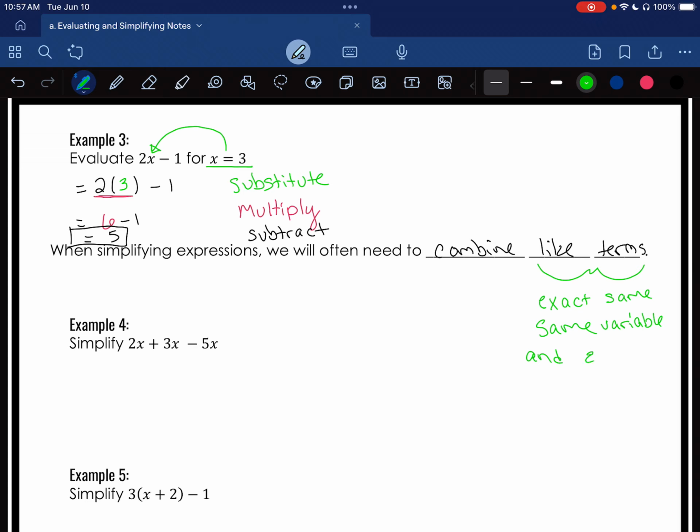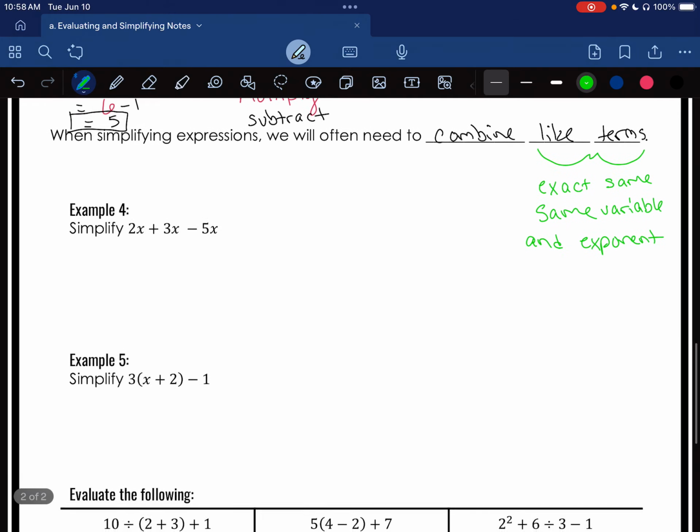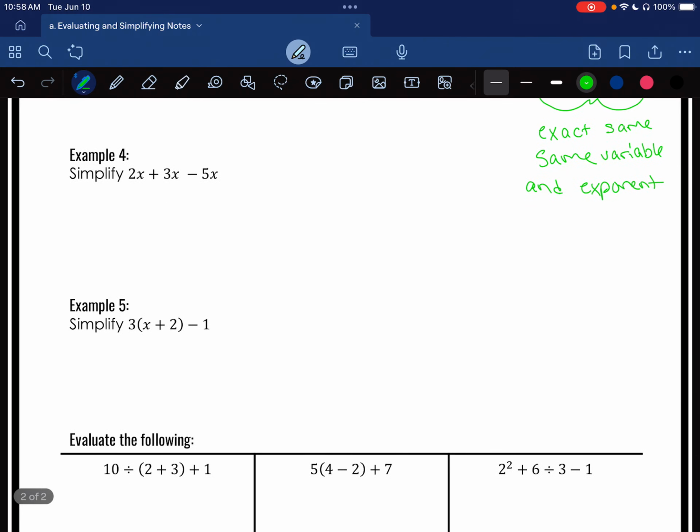I tried to write it twice. That's what I get for talking and writing at the same time. All right, so let's look at what's going on here. Here we have 2x plus 3x minus 5x. Notice how these all have an x, so they all can be combined together, and I can just do the combining from left to right. I'm going to start with the first two, so I'm not trying to do too many steps all at once.